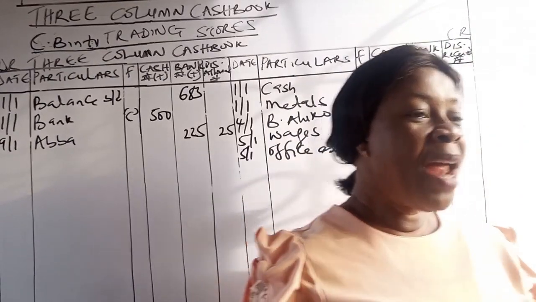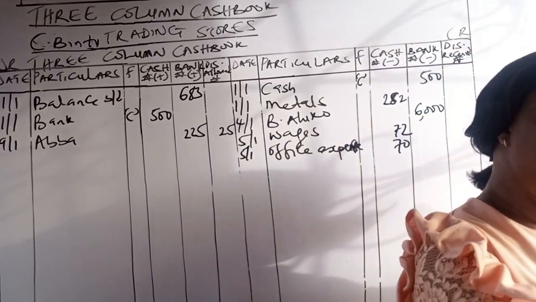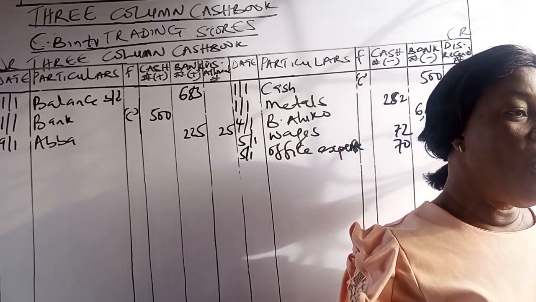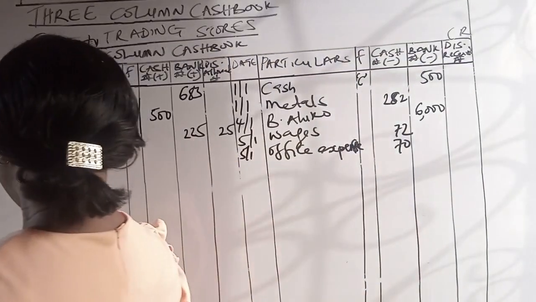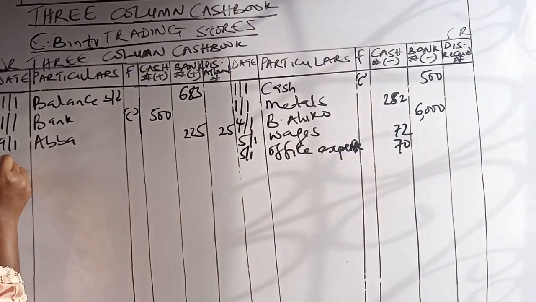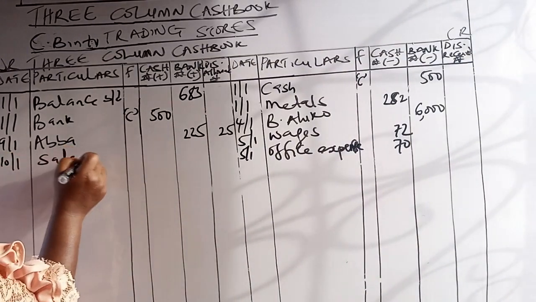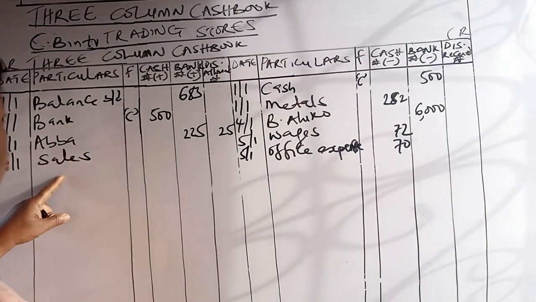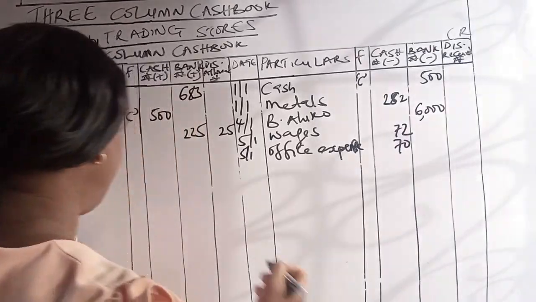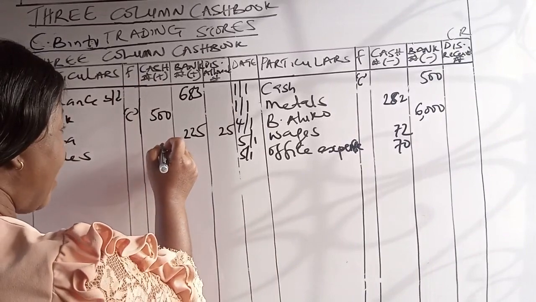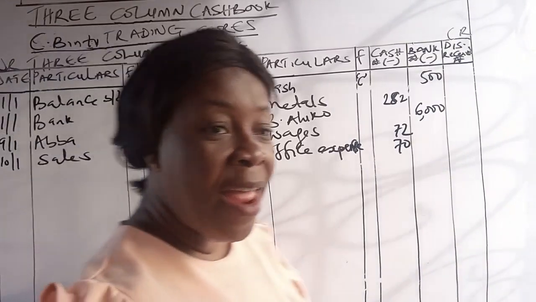Now January 10, cash sales of 76 naira, that's receipt of cash, inflow of cash. So the transaction will be written on the debit side. So 10/1, the money received was as a result of goods sold. So the nature, the particulars, we have sales. We are going to write sales in the particulars column. Then in the cash column we are writing 76 naira.